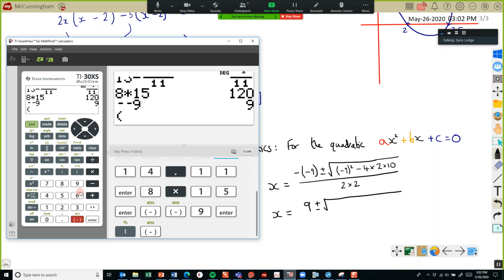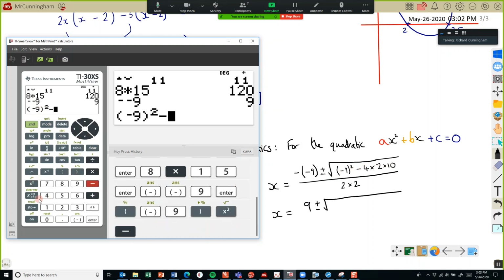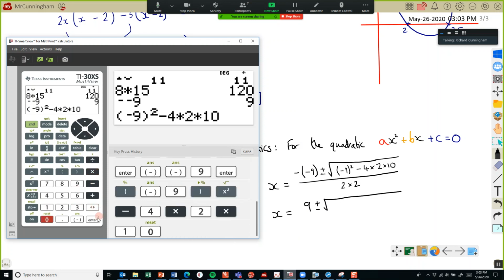Yeah, it's positive 81, right. So everything underneath the square root sign, I'm going to put it straight into the calculator, and I'm going to do it exactly as I've written it with the brackets. So I've got minus 9 squared minus 4 times 2 times 10. So just put all that in. Oh, I get a value of 1 out. That's quite nice.